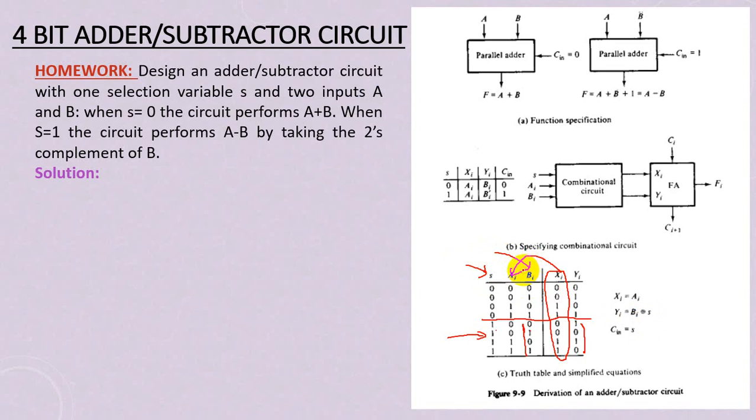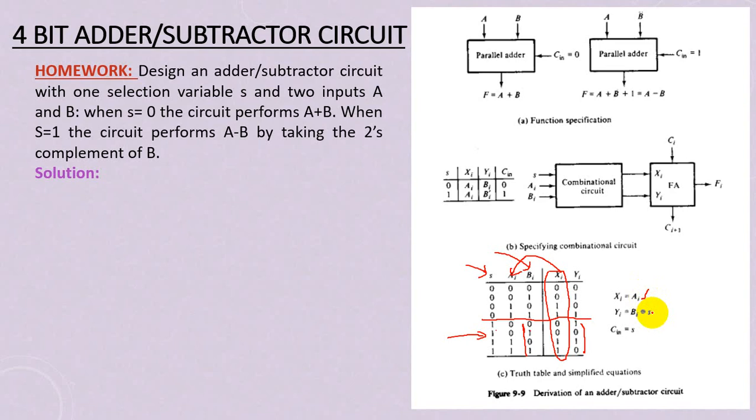This is the solution. Look at over here, s and b, when they are equal, output is 0. When they are opposite, output is 1. So this is exclusive OR operation. So y equal to b exclusive OR s. So this is the equation of y.